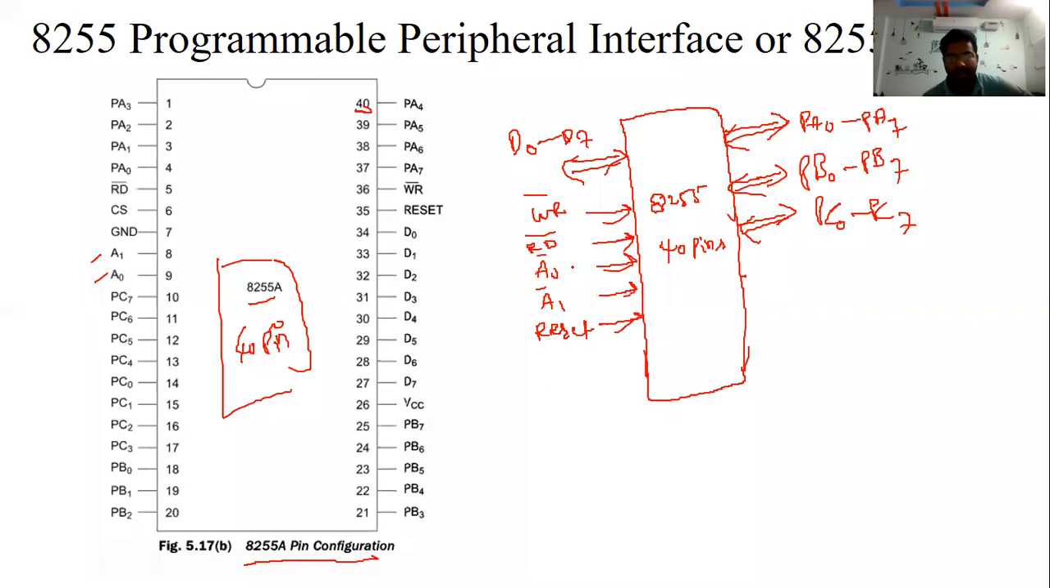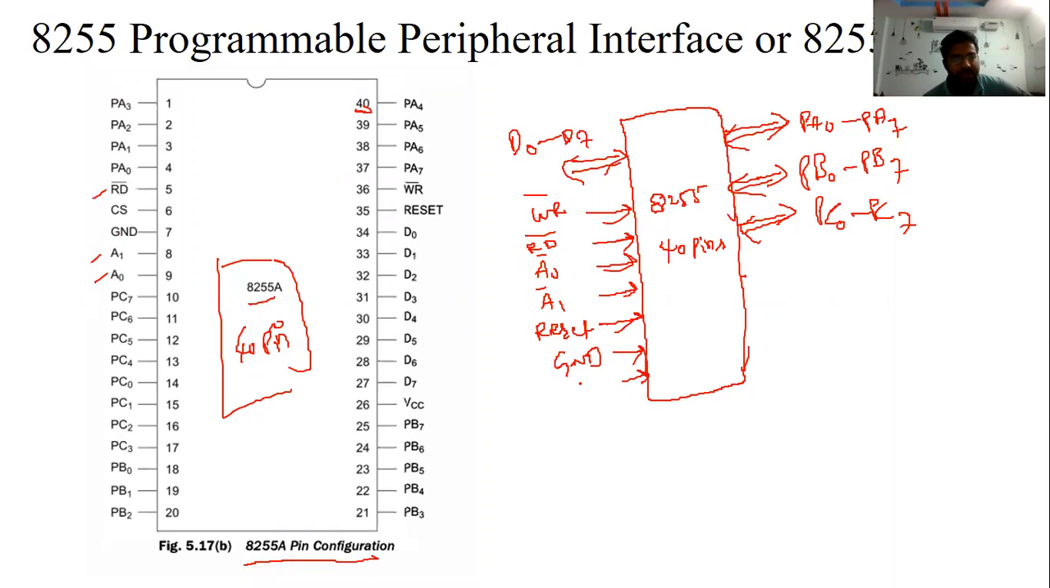These are the microprocessor signals, the microprocessor pins. This other side is connected to the input output device side. So for the 8255 PPI, you can simply draw this. Reset. Then we have the ground, and then the power supply. Yes, this one is complete.